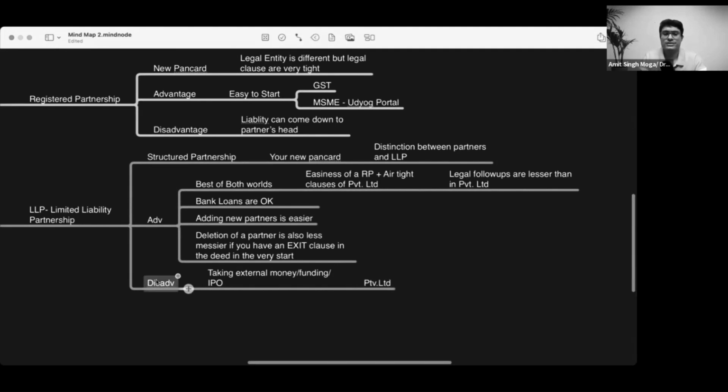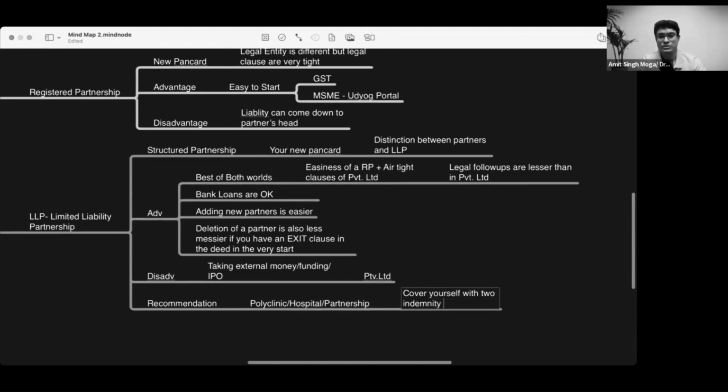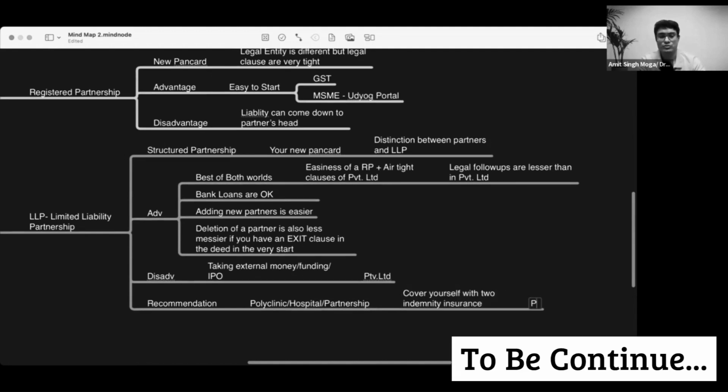The recommendation is, for any new people who are having a polyclinic or a small or big hospital, any kind of partnership, they should go for LLP. Another recommendation is to cover yourself with two indemnity insurances. One is your personal and another is for your setup.